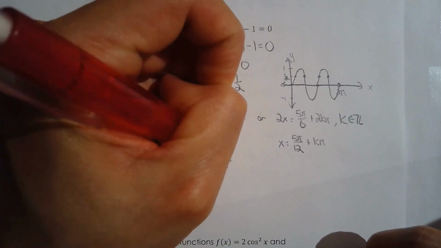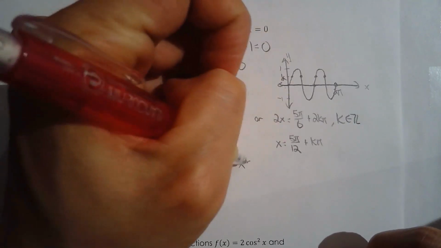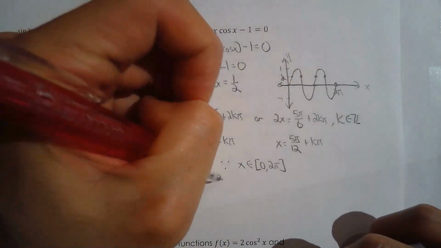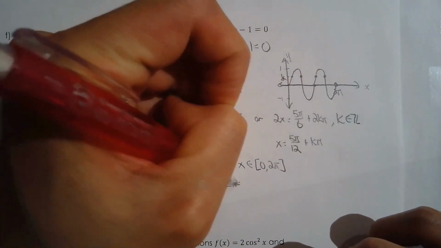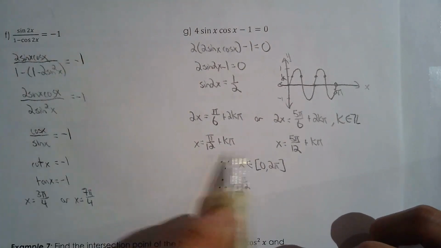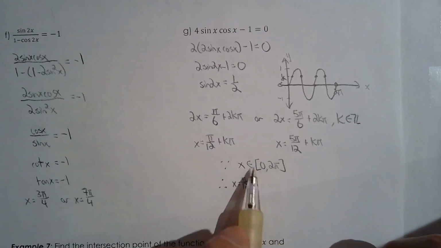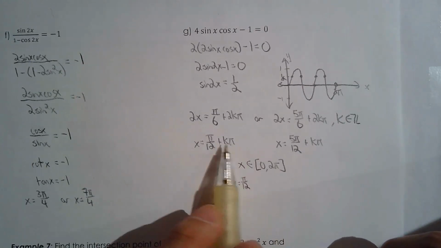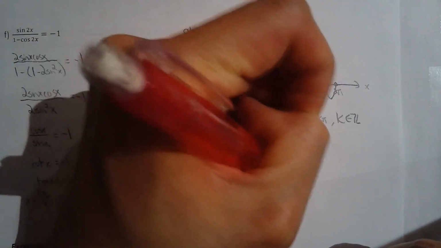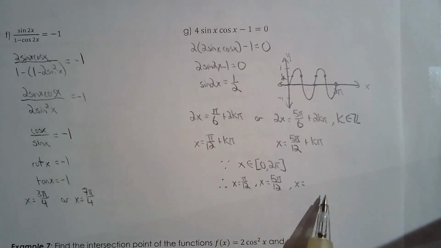But since x is restricted from 0 to 2 pi, then x equals pi over 12. Okay, now I have all the answers, I have infinite solutions, but because of this restriction, I can only take 4 of the infinite answers. So how do I get the other 2 answers? You add pi. Okay, 13 pi over 12 and 17 pi over 12.